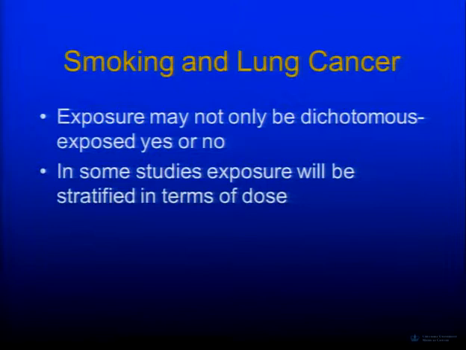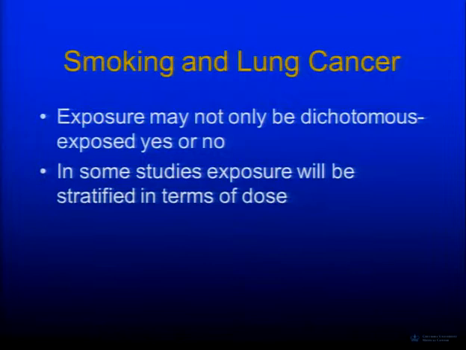Sometimes our exposure is not dichotomous. It's not, you know, did you use an artificial sweetener, yes or no? It's how much did you use? We want to look at those people that, say, drank 5 Diet Cokes a day versus maybe they only had 1 a day in another group versus none. And so sometimes our exposure is actually stratified by dose so that we can see if there's a dose response.